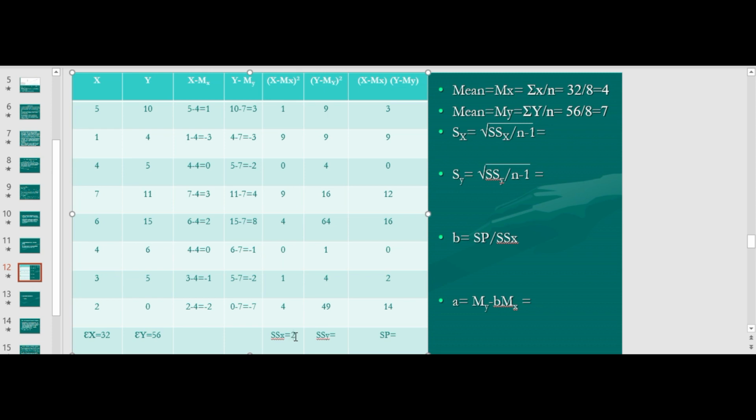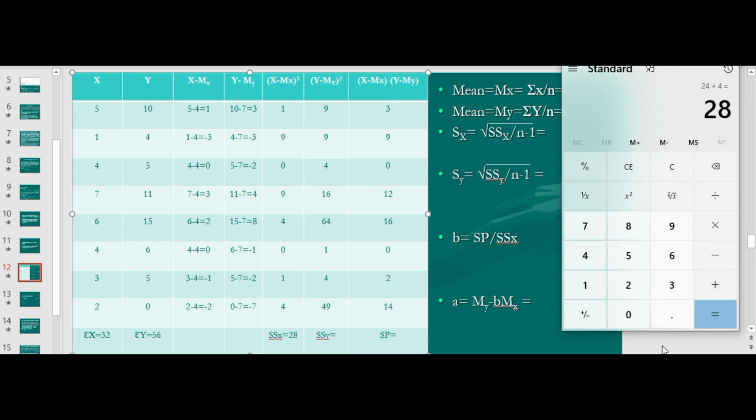In the same way, we will add all the values of the squared mean deviation of y, the y scores. 9 plus 9 plus 4 plus 16 plus 64 plus 1 plus 4 plus 40 is equal to 156.